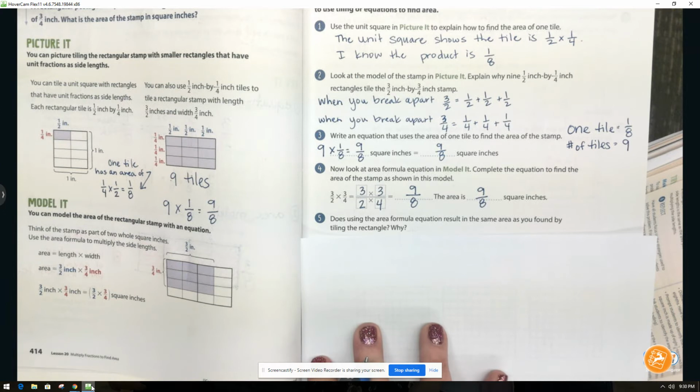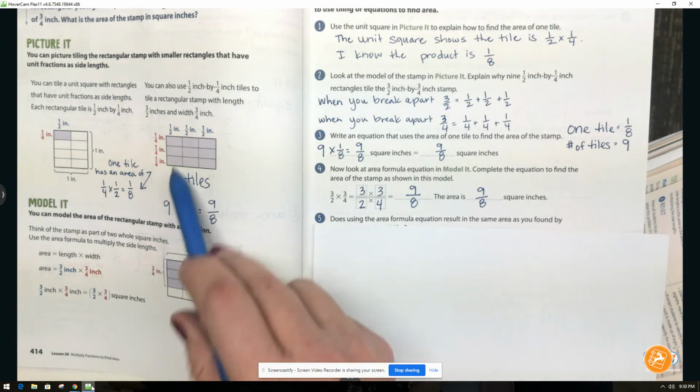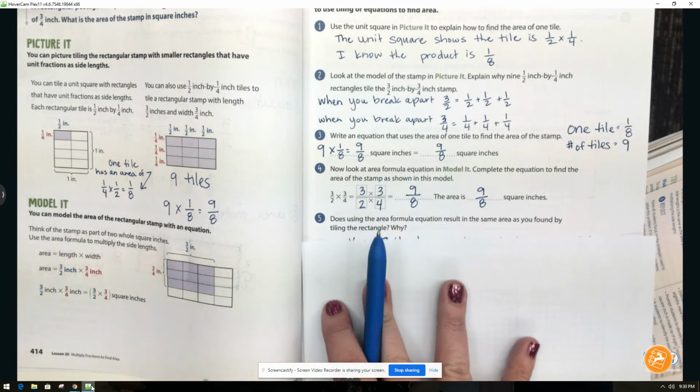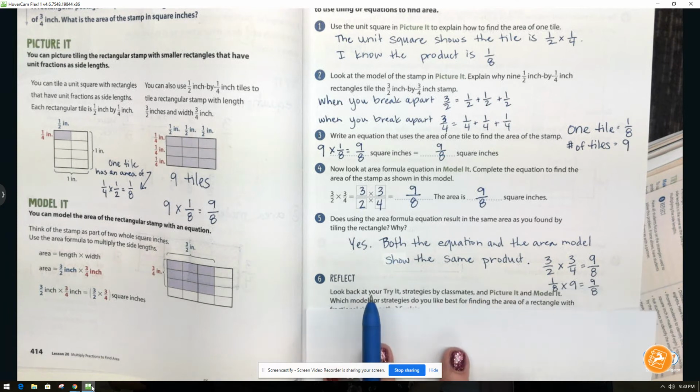Now, does using the area formula equation result in the same area you found by tiling the rectangle? So, in these two methods, did we get to the same results? The answer is yes. Both the equation and the area model show the same product. 3/2 times 3/4 equals 9/8, or 1/8 times 9 equals 9/8. Either way you do it, you get to the same result.